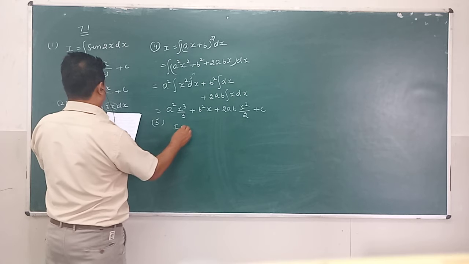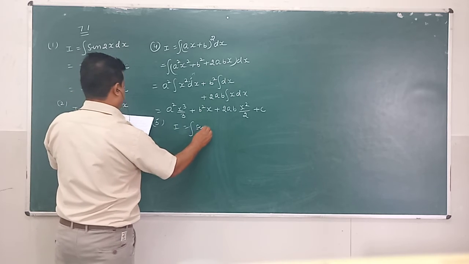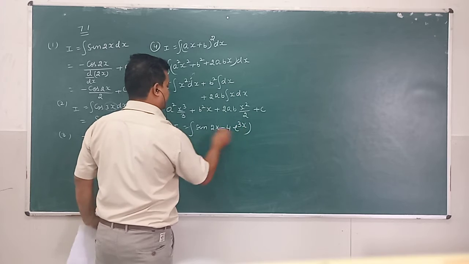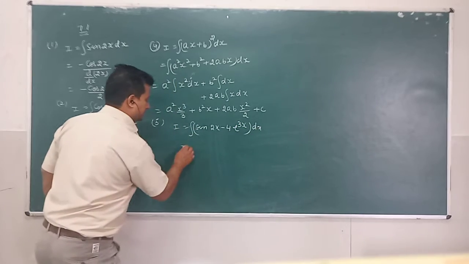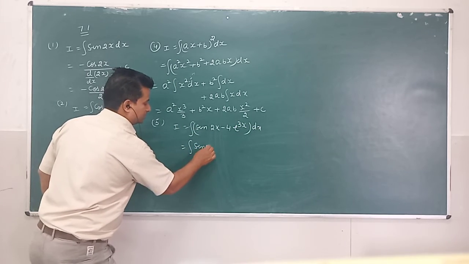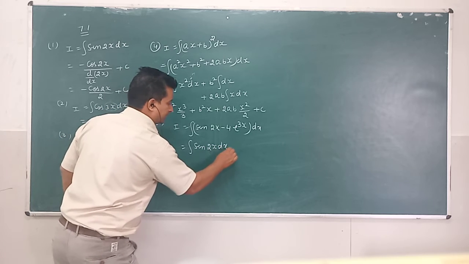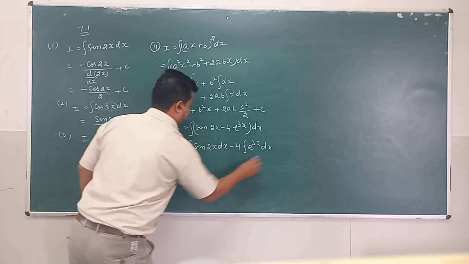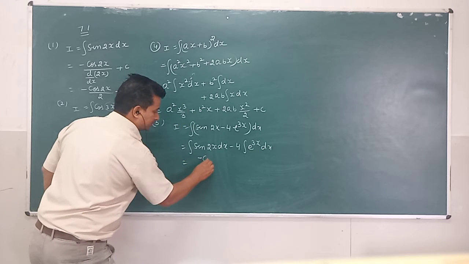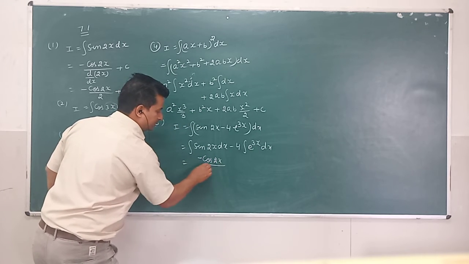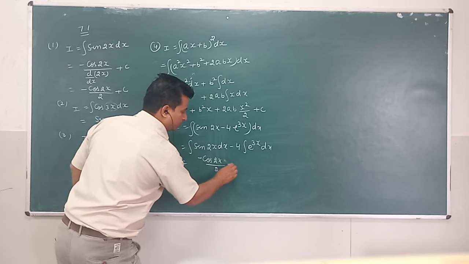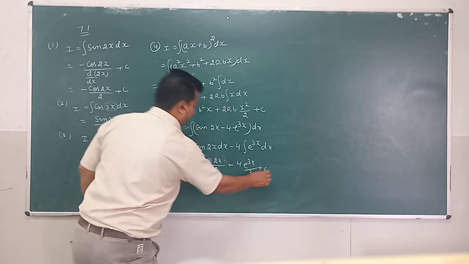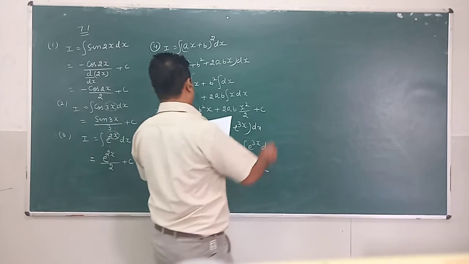In the fifth question, the statement is (sin 2x minus 4 e power 3x). So first we multiply dx. So it's sin 2x dx minus 4 e power 3x dx. Integration of sin 2x is minus cos 2x by 2, and e power 3x integrates to e power 3x upon 3. This is the integral of this question.